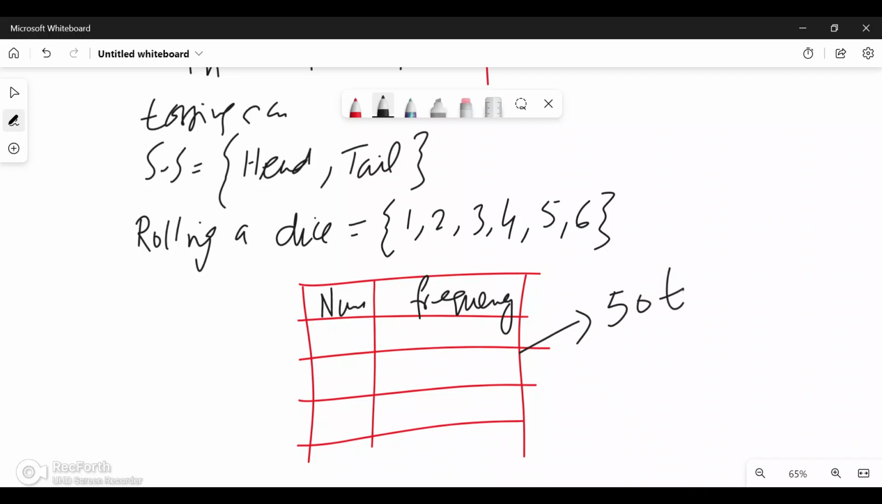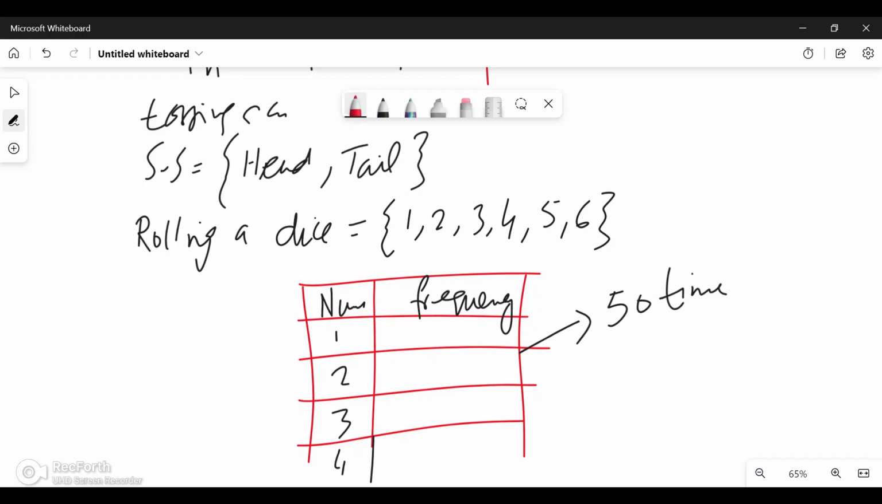We are doing an experiment 50 times. How many times? 50 times. For example, we are rolling a dice 50 times. So the dice has only four numbers, 1, 2, 3, and 4. This is a special dice which contains only four sides, and they are numbered as 1, 2, 3, and 4. We are rolling it 50 times.